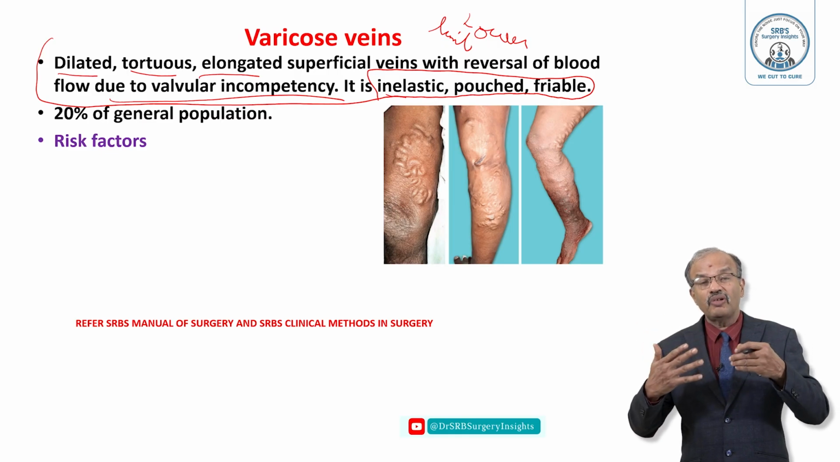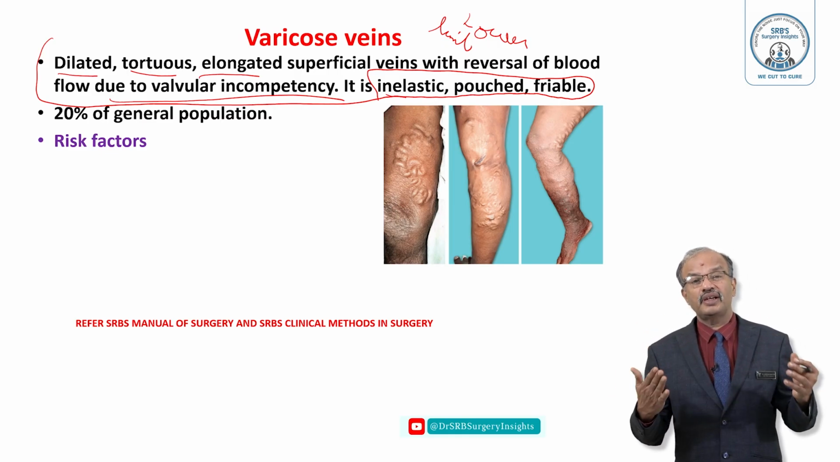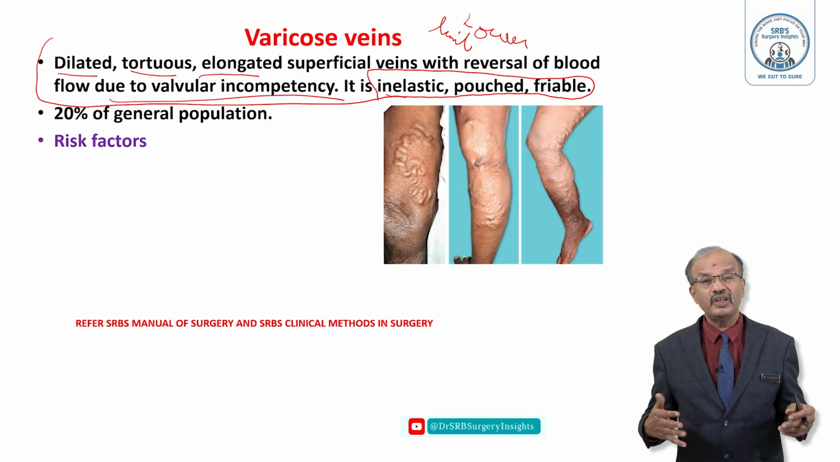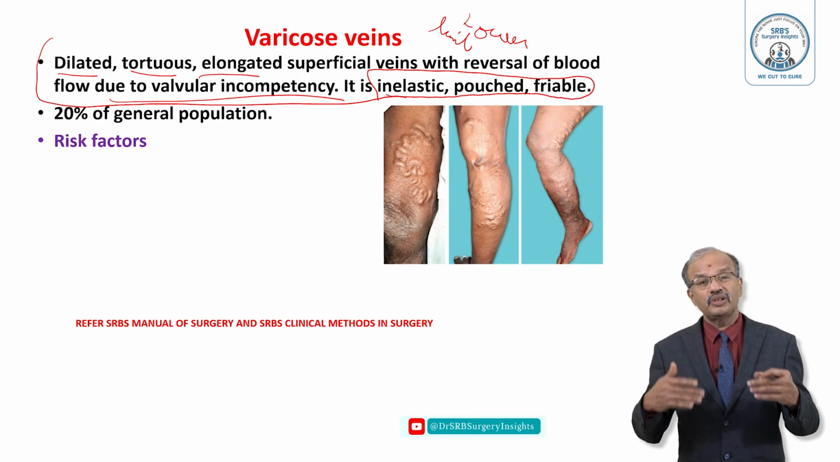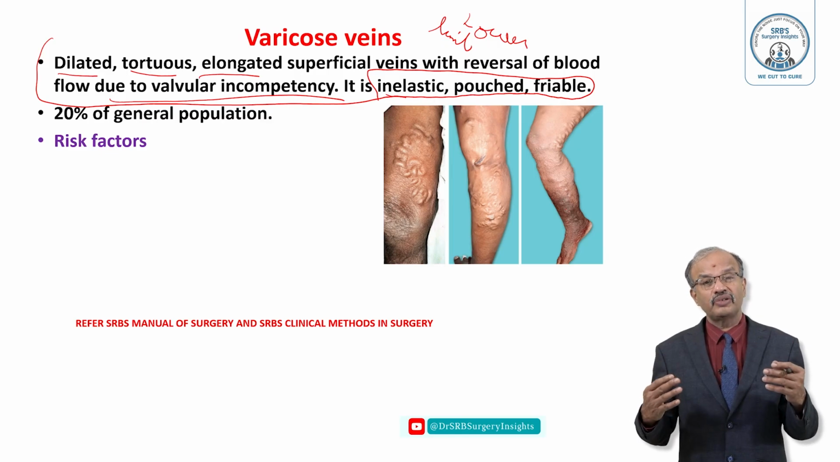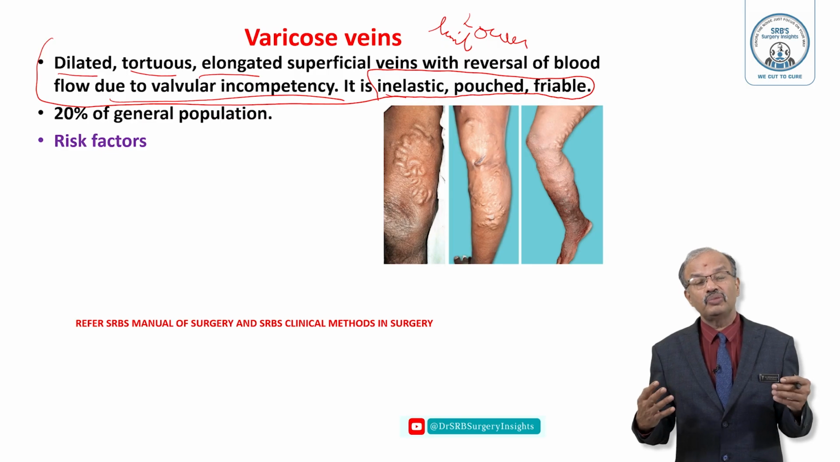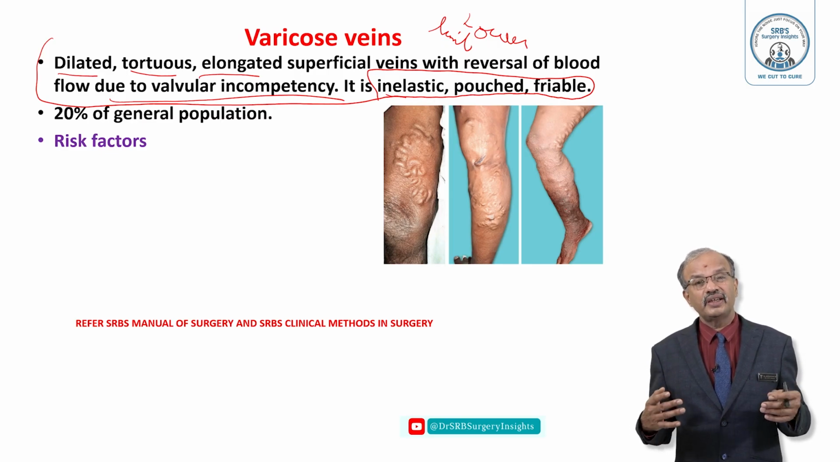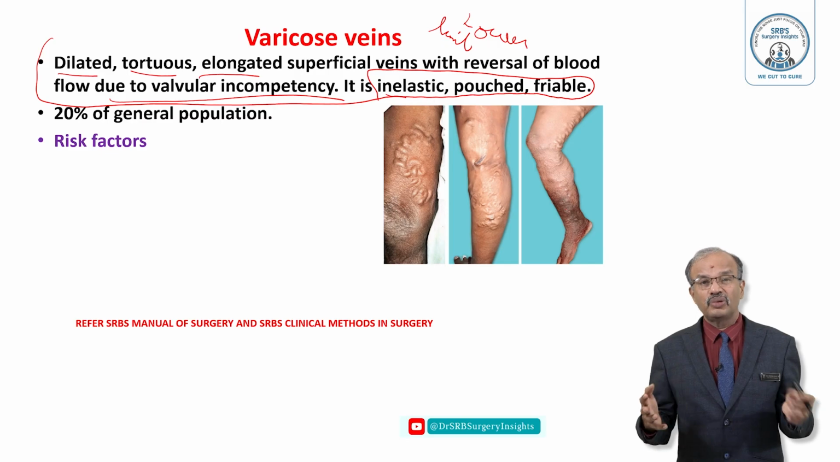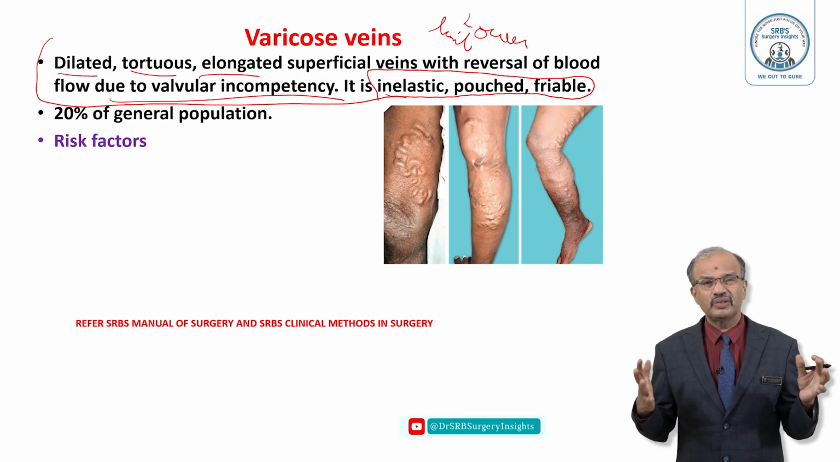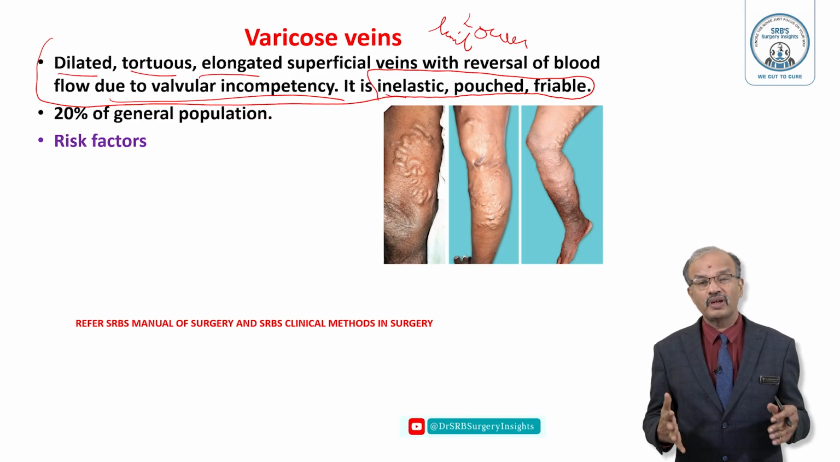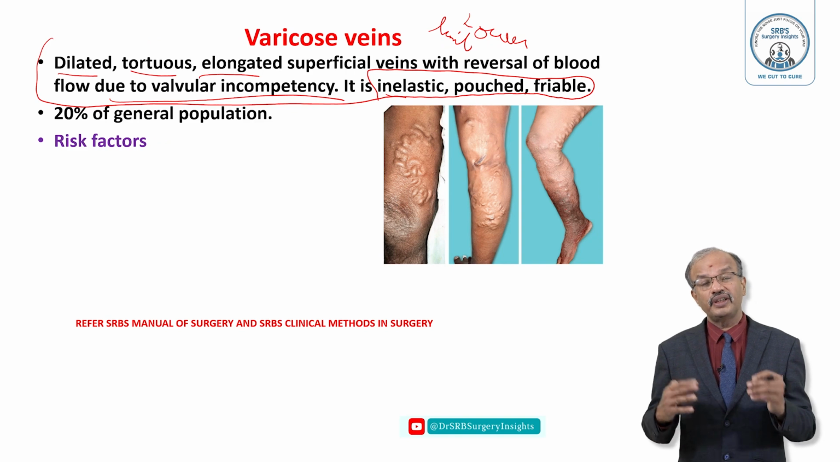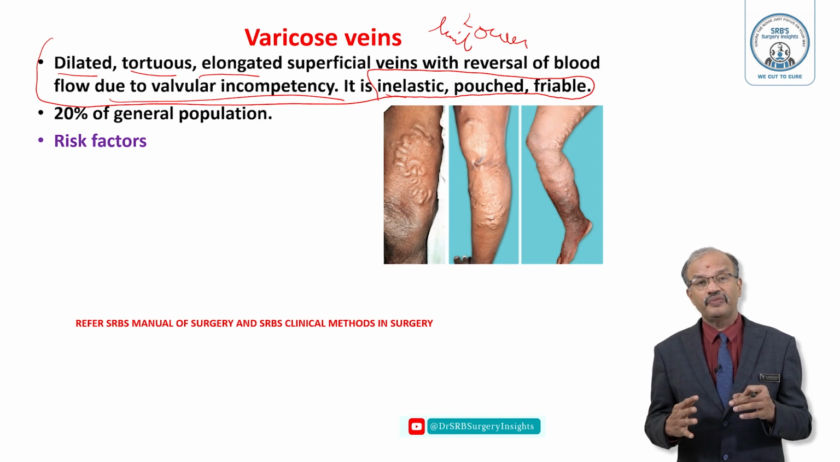So this incompetence occurs for different reasons: maybe congenital valvular weakness or insufficiency, or acquired because of recurrent thrombophlebitis or superficial thrombosis in current terminology, or occupation involving long-standing pressure, syndromes, vasculitis, and so on. So many conditions are there. You can read my book. So these risk factors lead to varicose veins.